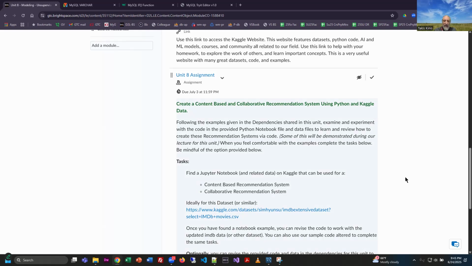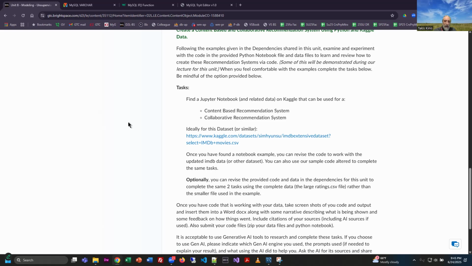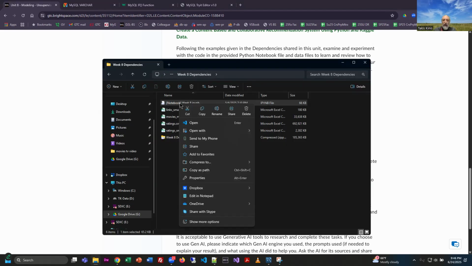But basically what we're going to do is first take a look at the sample notebook that comes with it. So in the dependencies, I'm just going to open it up right now really quick. I am going to open it up with Visual Studio Code.